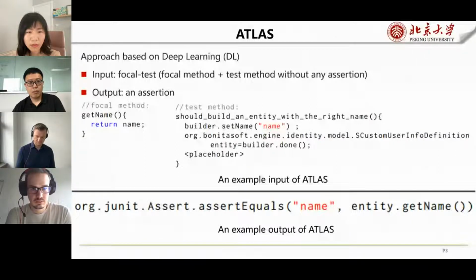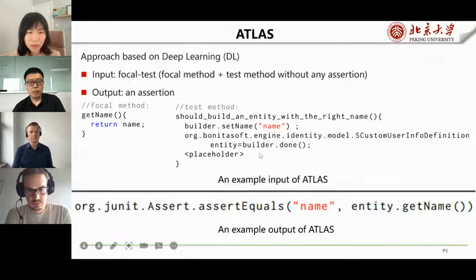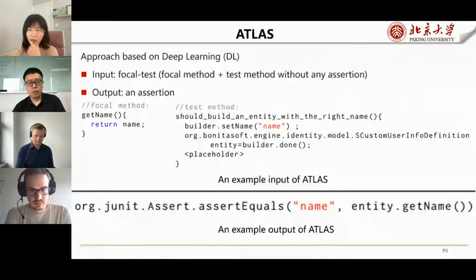In recent years, based on other already written unit tests, Atlas takes a test method without any assertion along with its focal method to output an assertion. The figure shows an example of the input and the output of Atlas. The input of Atlas contains focal method and test method. The focal method refers to the method under test.